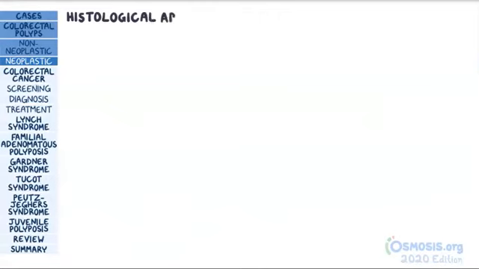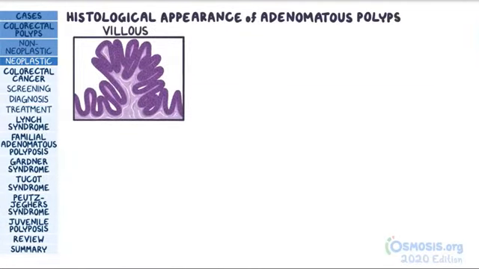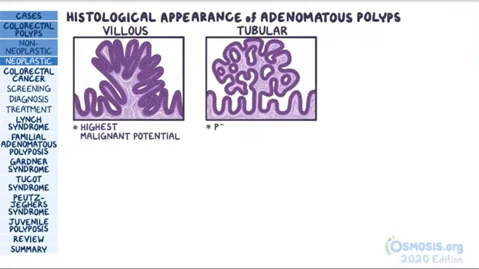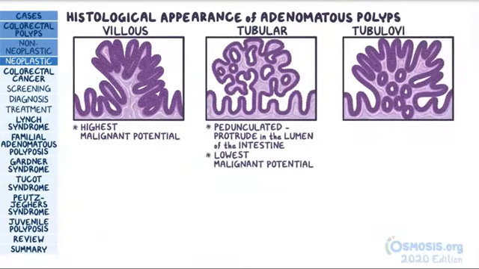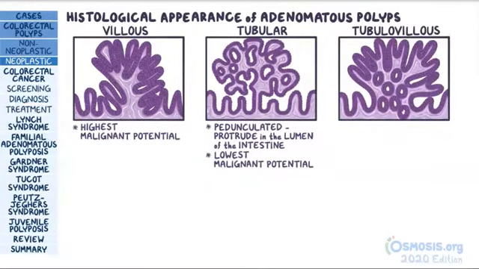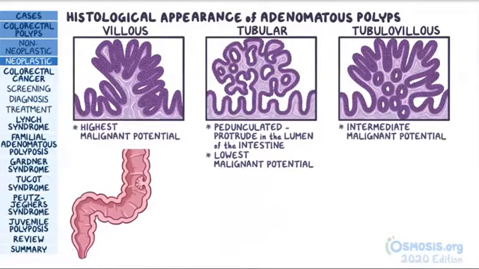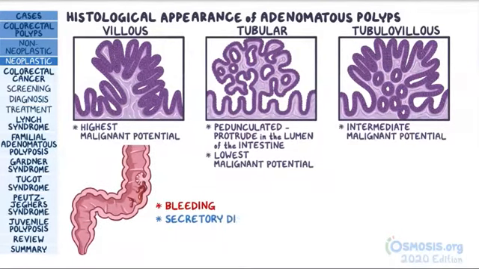Furthermore, based on histological appearance, there are 3 types of adenomatous polyps: villus, which are cauliflower-like polyps that have the highest malignant potential; tubular, which are pedunculated polyps that protrude out into the lumen of the intestine and have the lowest malignant potential; and tubulovillus, which have characteristics of both tubular and villus polyps, and they have an intermediate malignant potential. Usually, adenomatous polyps are asymptomatic, but in some cases, villus polyps can cause bleeding, secretory diarrhea, and partial intestinal obstruction.